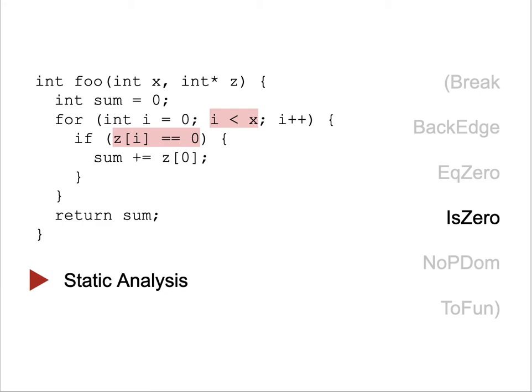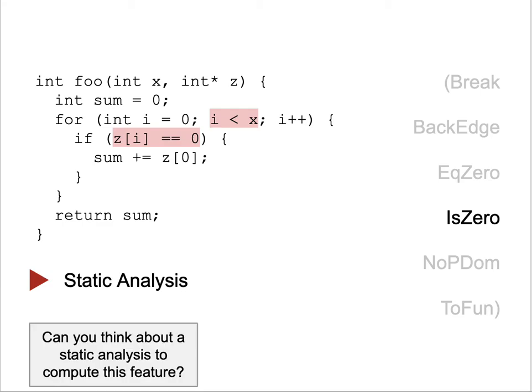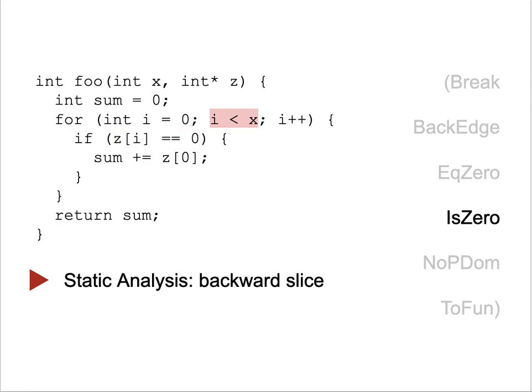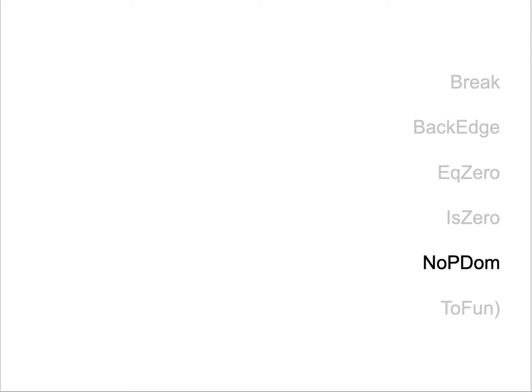We can compute this property with static analysis. But can you think about the static analysis that computes this feature? That's not difficult, just compute the backward slice of each operand of the branch and see if this backward slice might contain the constant 0.